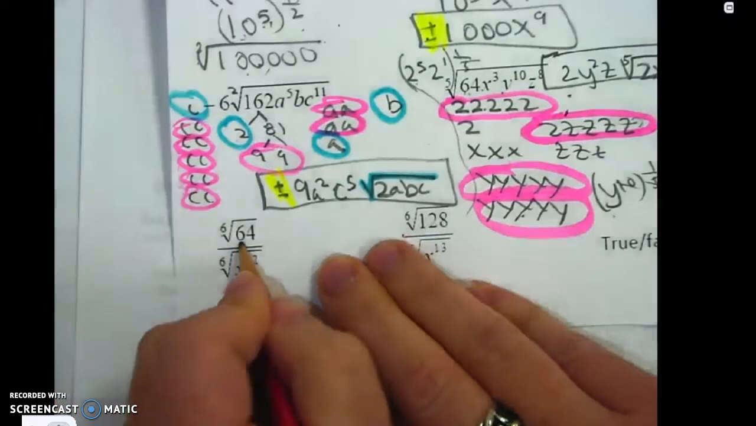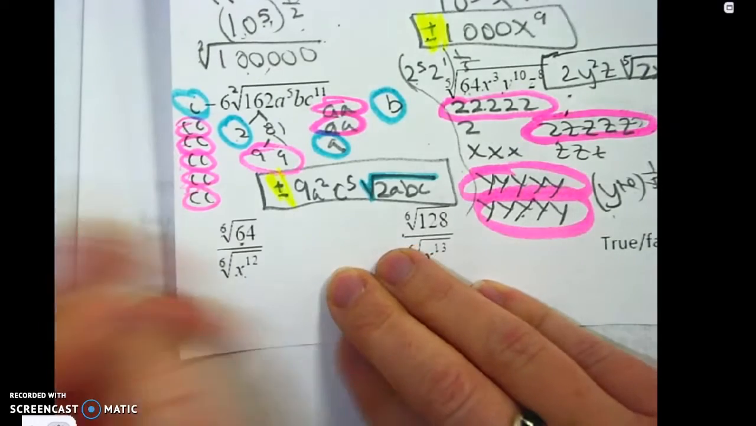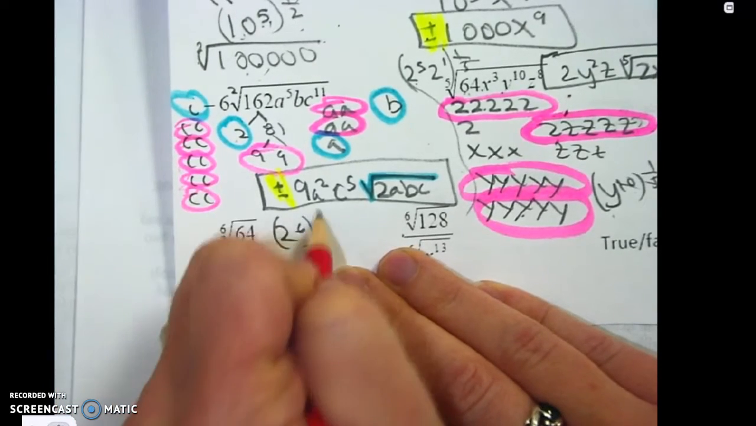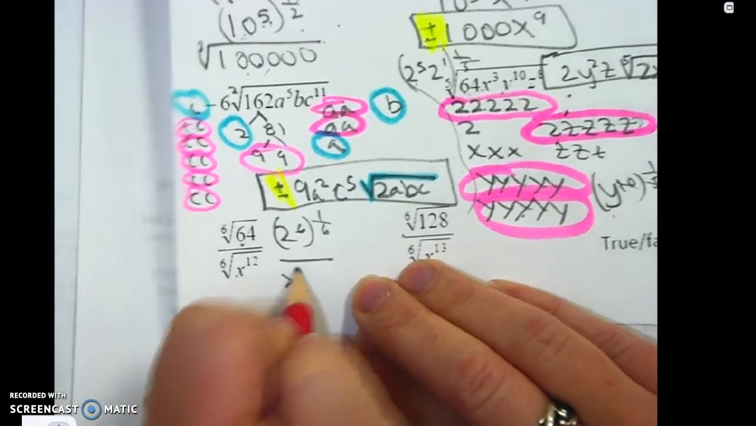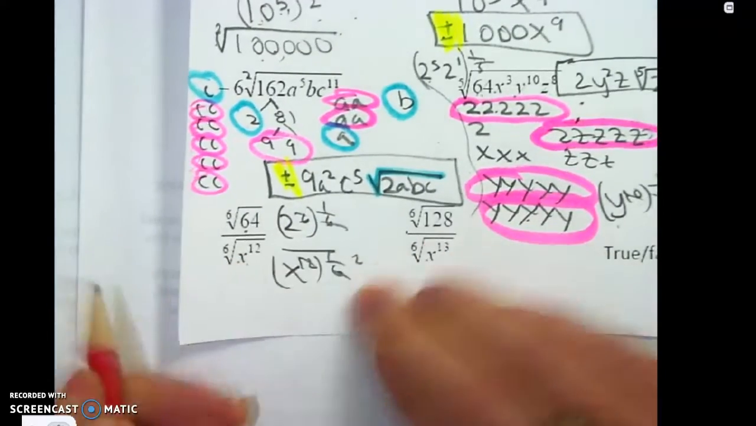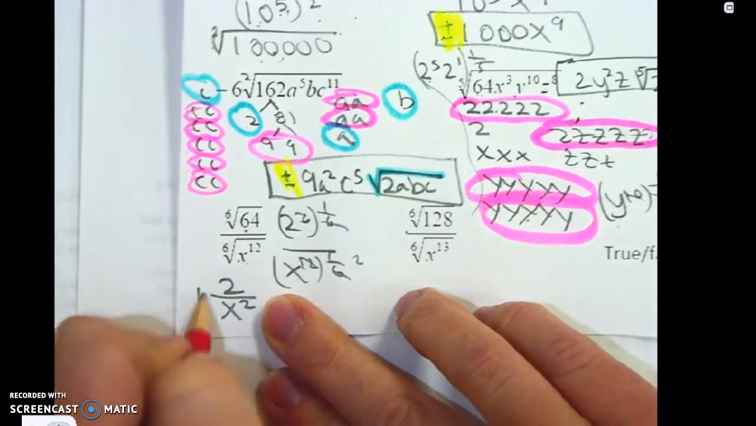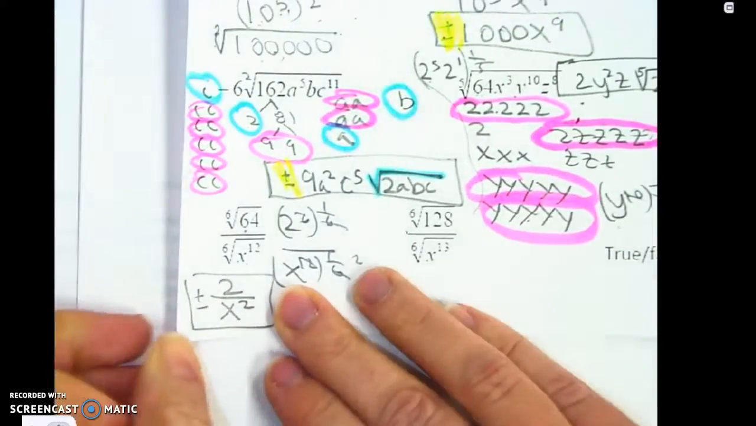All right, so there's different ways to do this. You could tree this, find piles of 6, tree this, find piles of 6, but I know this is 2 to the 6 to the 1/6. This is x to the 12 to the 1/6, so that's 2, that's gone, and so we get 2 over x squared, even root, plus or minus.